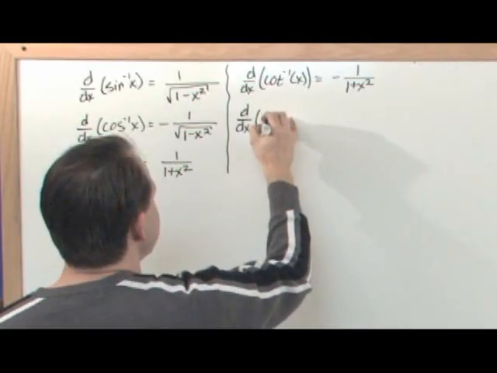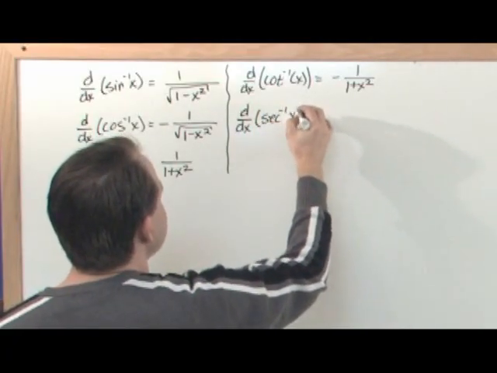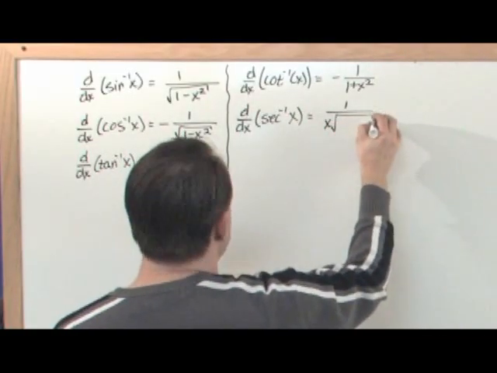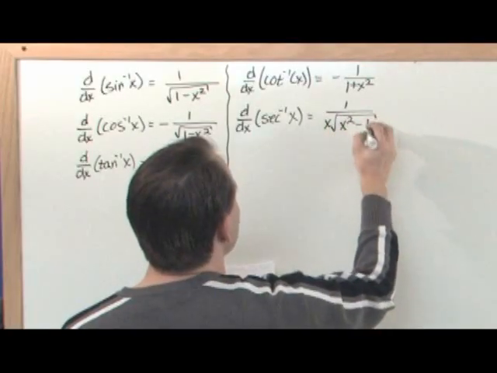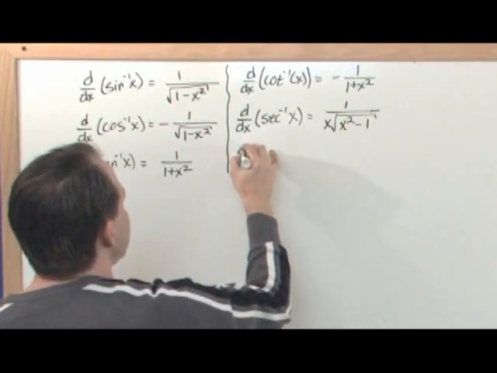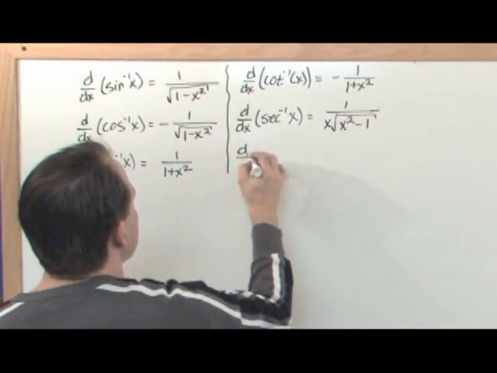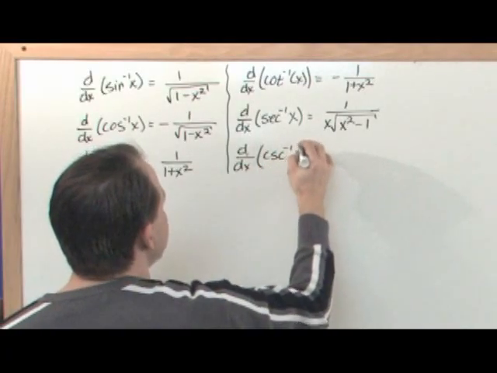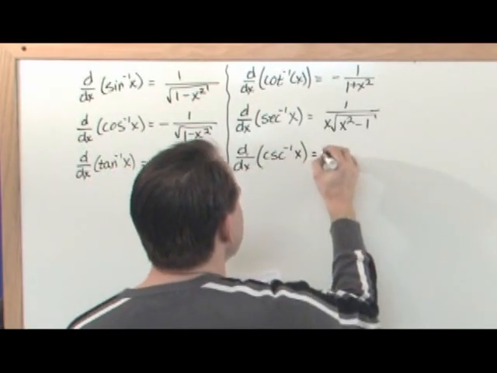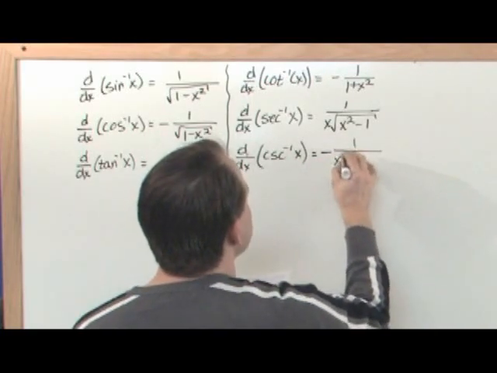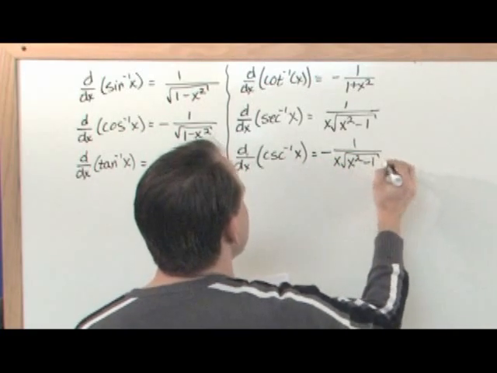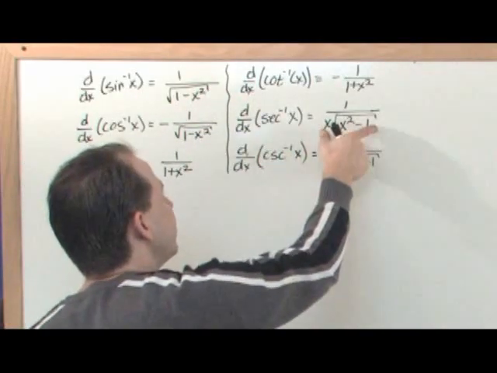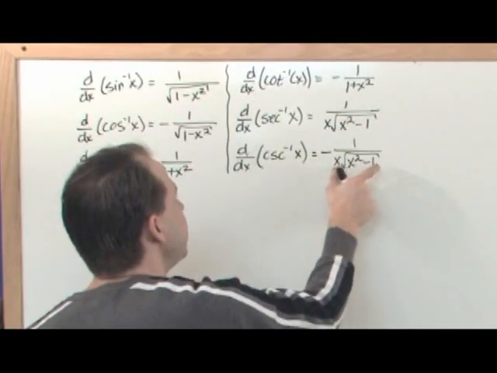The derivative of the inverse secant function, I should say, is going to equal 1 over x times the square root of x squared minus 1. And by now I think you see the pattern. The derivative of the inverse cosecant function, or the arc cosecant function, is just going to be equal to negative 1 over x times the square root of x squared minus 1. So you see it's the same symmetry. The derivative of the inverse secant gives you something. The derivative of the inverse cosecant gives you the same thing with a negative sign.